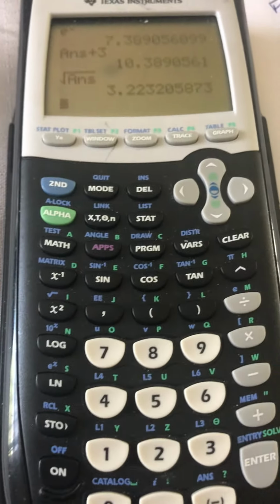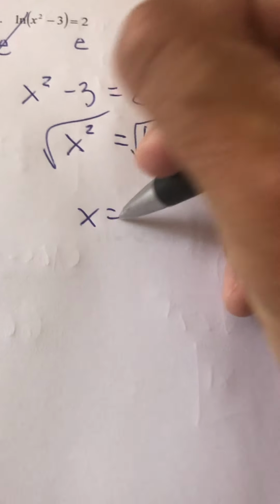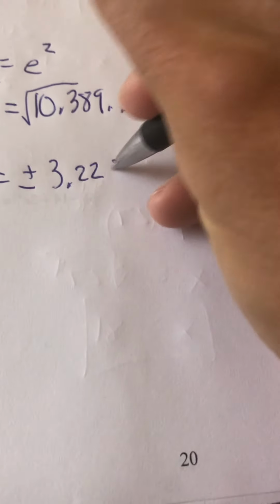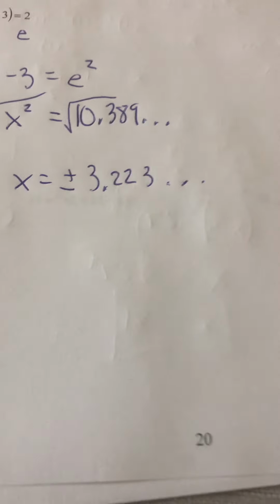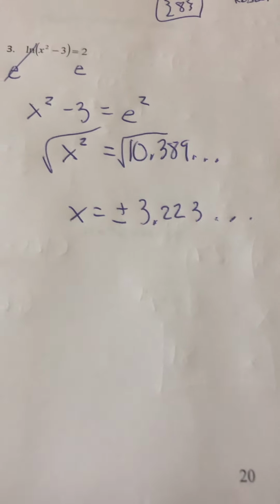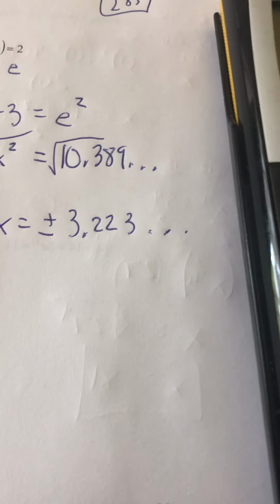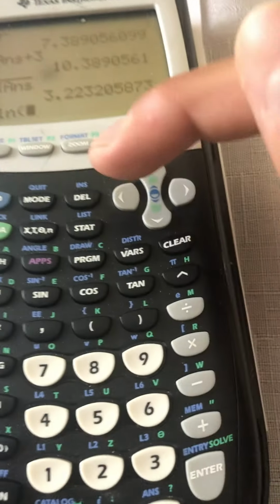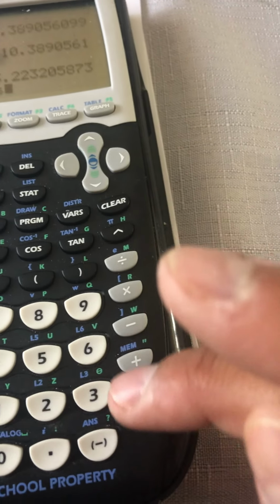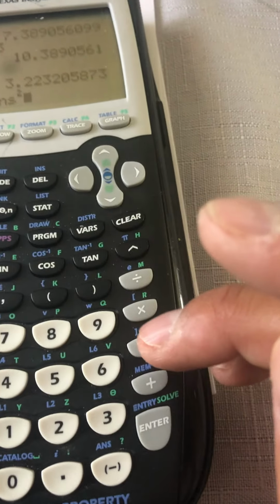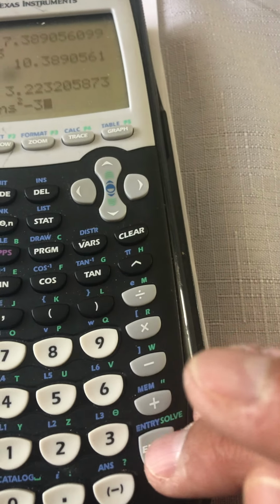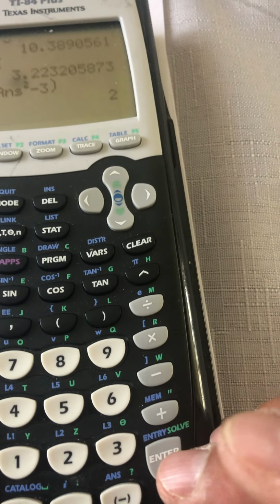When I do that, I get 3.22, and it's going to be plus or minus because I manually took the square root. So x is equal to plus or minus 3.223, and it continues. Now what I'm going to do is plug in this answer that I just had. So I have the natural log of the answer that I just got, square it, and then subtract 3. And when I do that, I get 2, so that checks out.